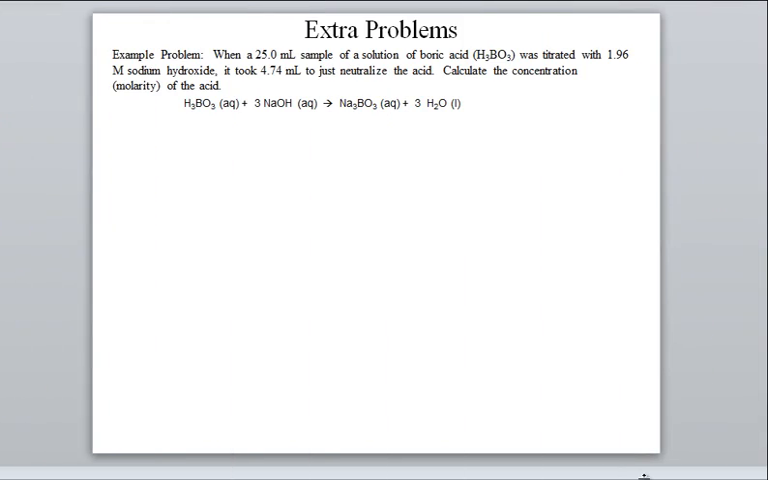Shown on this page is another acid-base titration problem. Go ahead and pause the video and give the problem a try. Unpause the video when you're ready to see the answer, or unpause it if you need guided help as you attempt the problem.